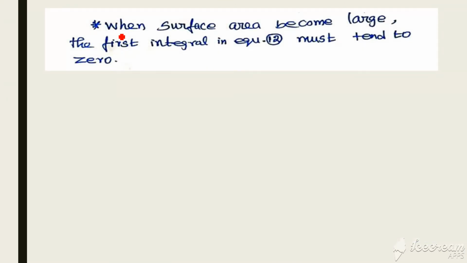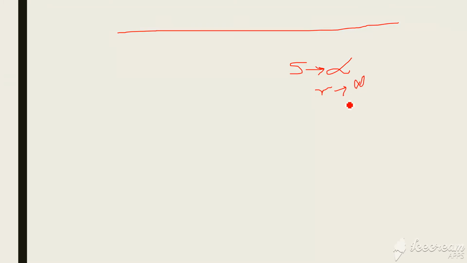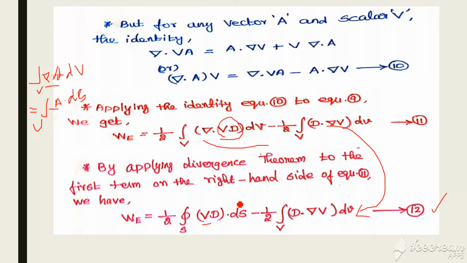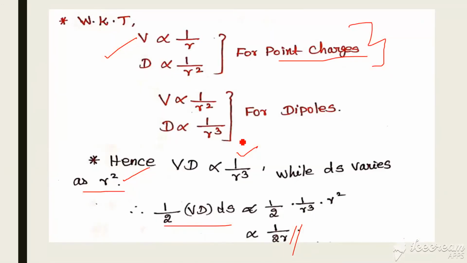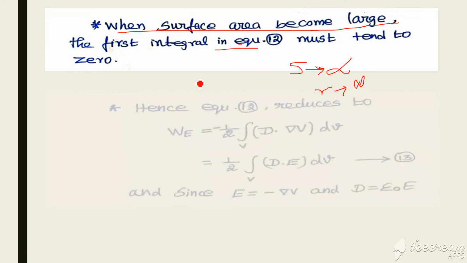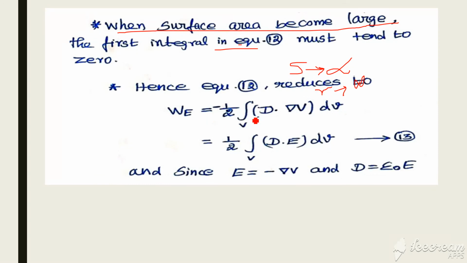The next very important point is, when the surface area becomes large, assume that the surface area is infinity and the corresponding dimension R is also infinity. Substituting this infinity in this equation, anything divided by infinity becomes 0. So automatically this term should be equal to 0. From that we can define that when the surface area is large, this total term becomes 0. That is this case. So the first term of equation 12 must be 0. Then we get W is equal to minus 1 by 2 integral del dot D times V into dV.